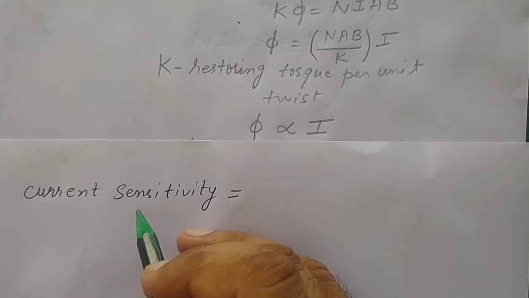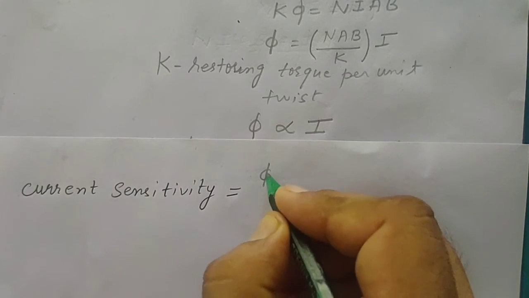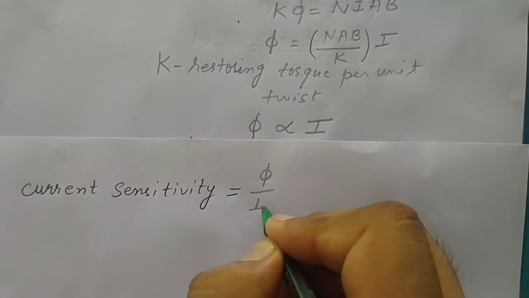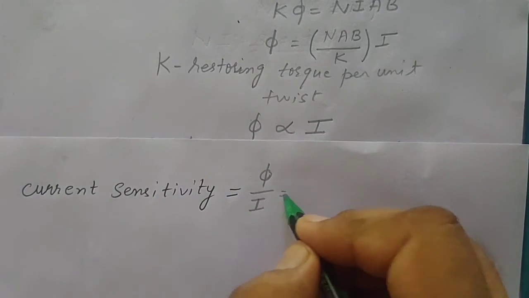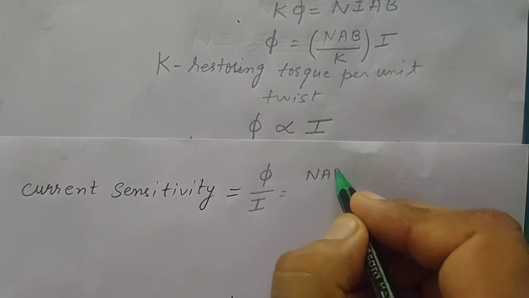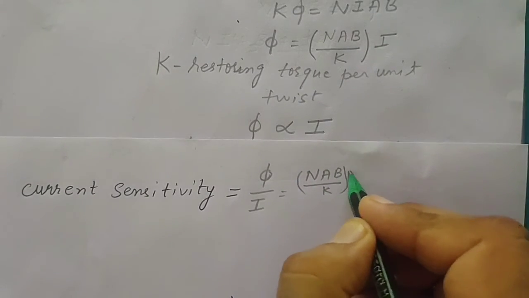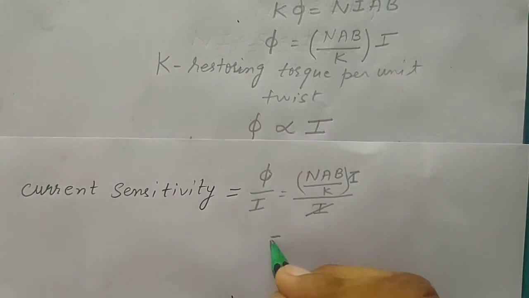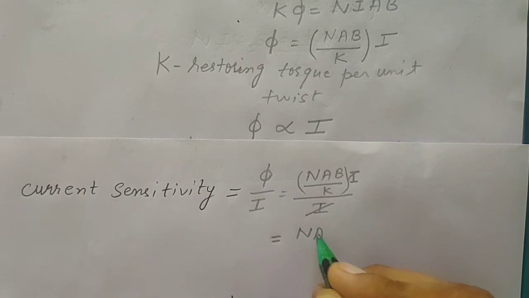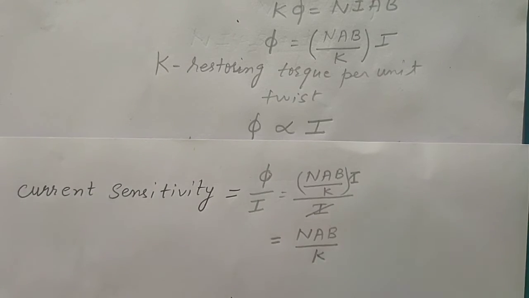Current sensitivity of a galvanometer is defined as the deflection per unit current. Now we know that deflection is NAB over K times I. Here I divided by I cancels, so that is equal to NAB over K. So this is the current sensitivity of the galvanometer.